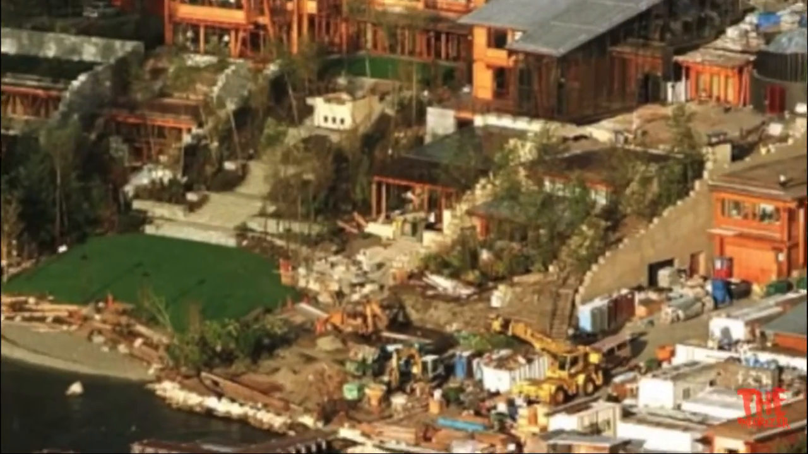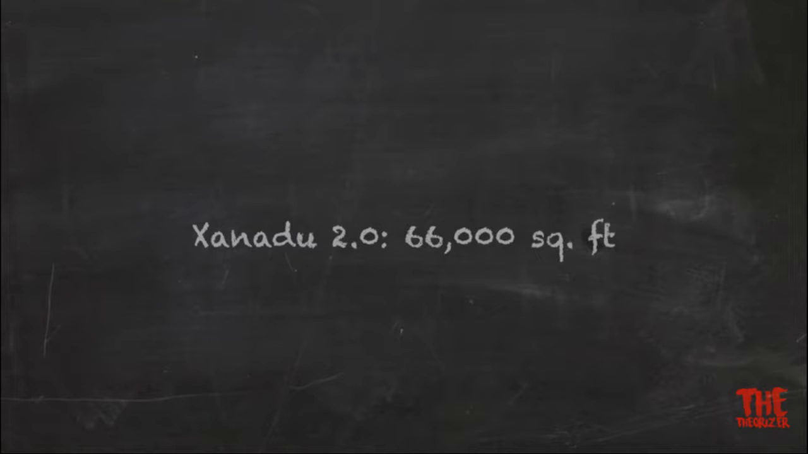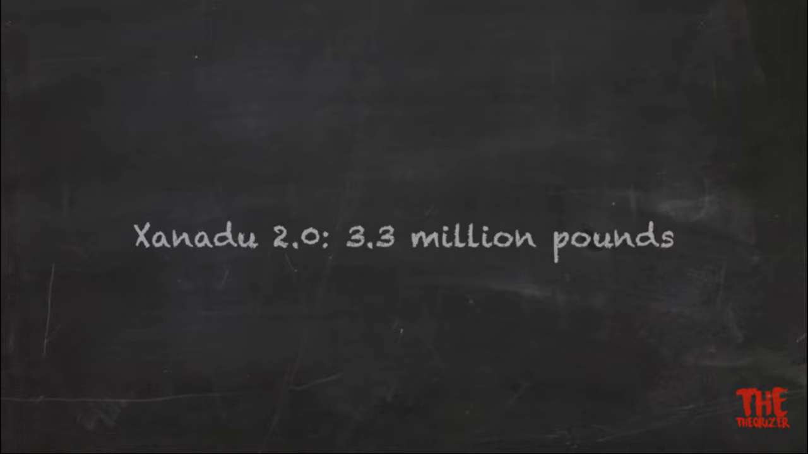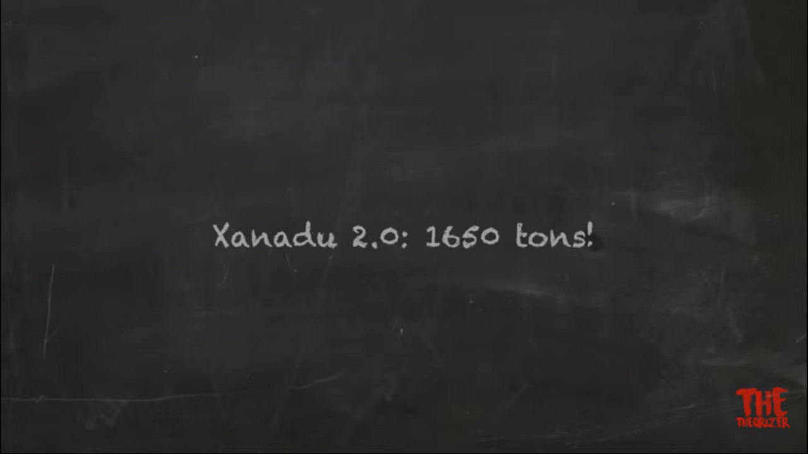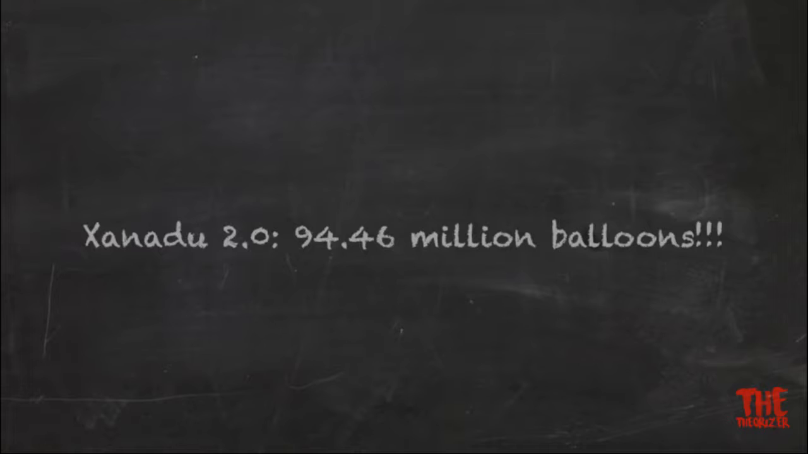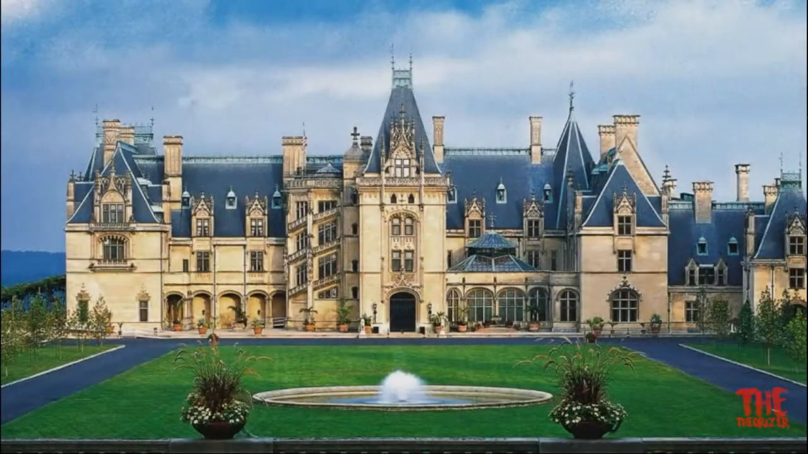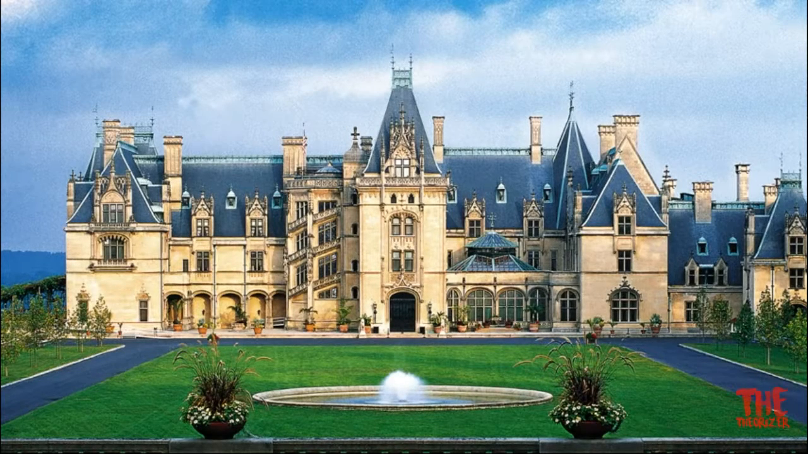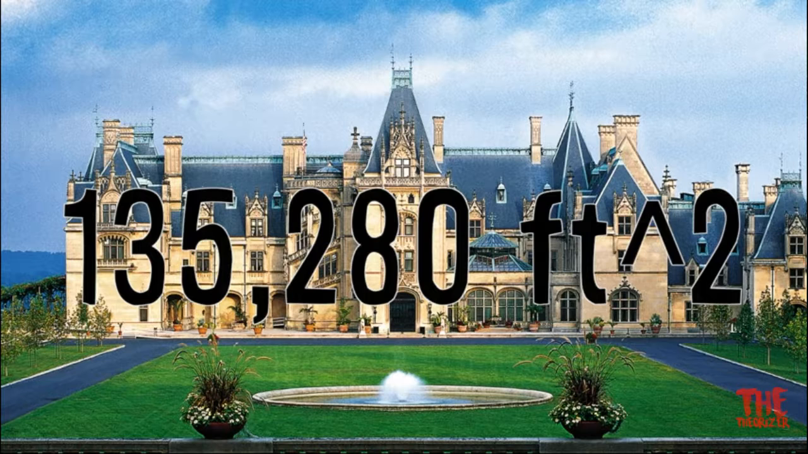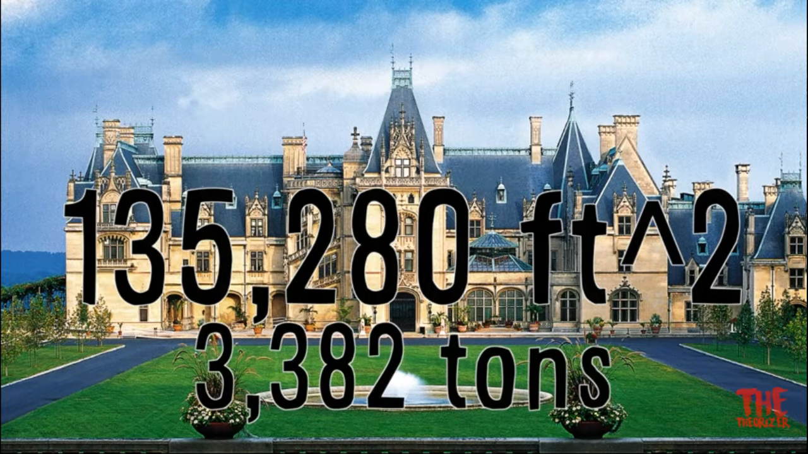Xanadu, his Washington home, or I guess his country club with a population of a few, is approximately 66,000 square feet. This is around 3.3 million pounds, or 1,650 tons, and would require 94.46 million balloons. Oh my god. Stop. That's not actually that much, at least in comparison to the largest house in the United States, Biltmore House, which contains 135,280 square feet. A structure like this weighs 3,382 tons, according to our 50-pound conversion.